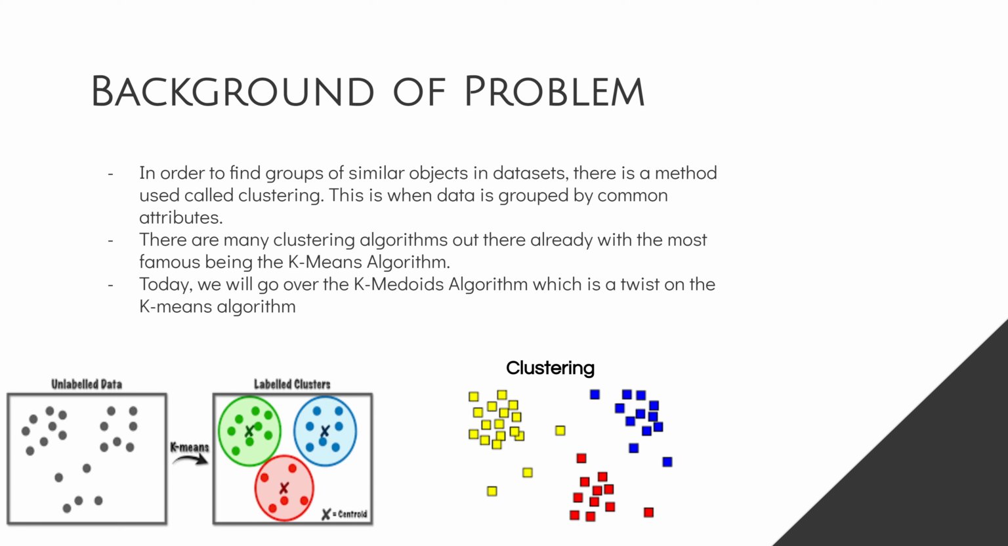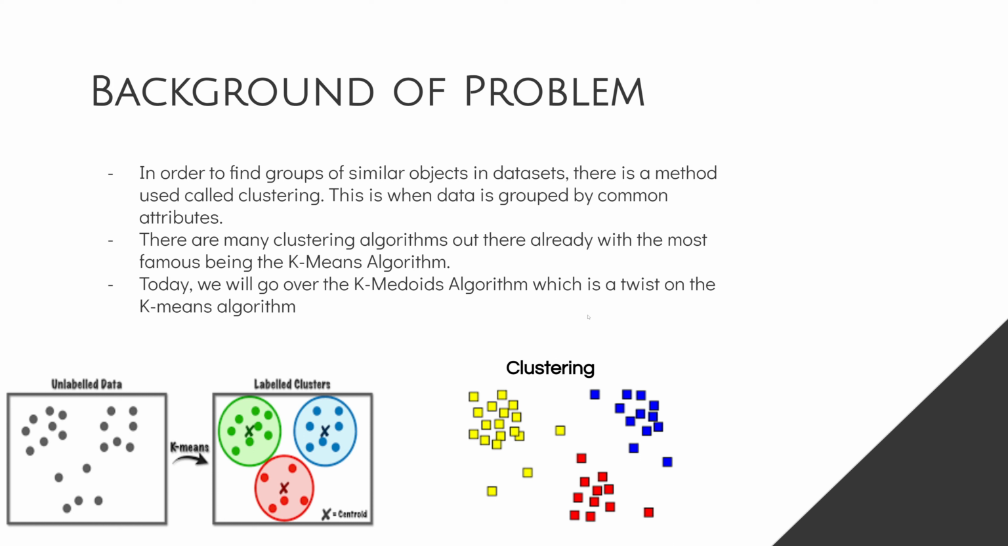So for a little background of the problem, in order to find groups of similar objects in data sets, there is a method used called clustering. This is really when data is grouped by common attributes. There are already many clustering algorithms out there, with the most famous being the K-means algorithm. But we'll not be going over the K-means algorithm. Today we're going over K-Medoids, which is similar, but it has a twist.